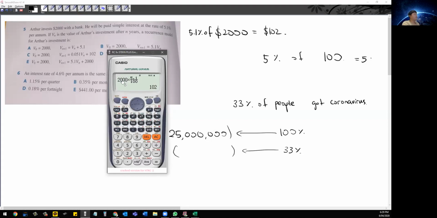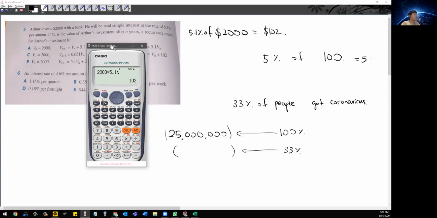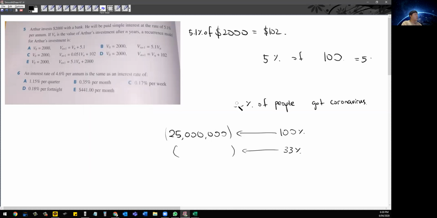Now, there is another way. You can just pick whatever method you like. If you understand that 5.1% is the same as 0.051, then you can do that also. You get 102. Or if you still like to keep the 5.1, you can do 5.1 and then there is a percent symbol somewhere, like that. See this percent symbol? So 2,000 times by 5.1%, that means what is 5.1% of 2,000? It is 102. I'm just going to change this to 5.1%.